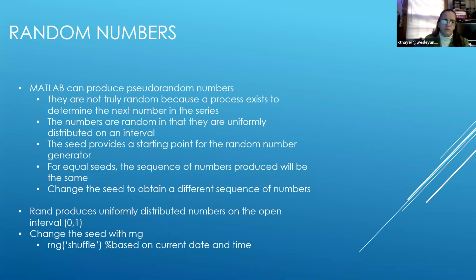For equal seeds, the sequence of numbers produced will be exactly the same. So if you want to get a different sequence of numbers, it's important that you change the seed to obtain a different sequence of numbers. They should both have the same uniform distribution, that is, they should both be pulled off of a random number sequence, but if you need them to be different, then you can do that by giving them a different seed.